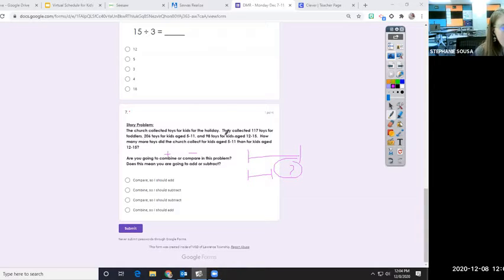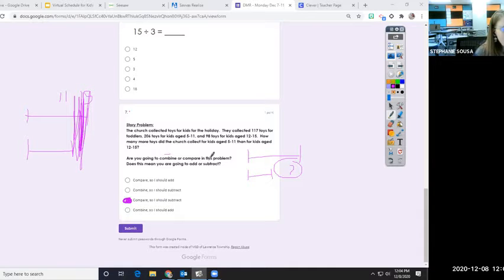If we are seeing how many more toys were in this group of kids 11 to 15 than were in this group for kids age 12 to 15, that was a terrible drawing, then we're finding out what's missing. This part right here, we're going to get rid of it to see what's left. So we are in fact comparing, so we should be subtracting.